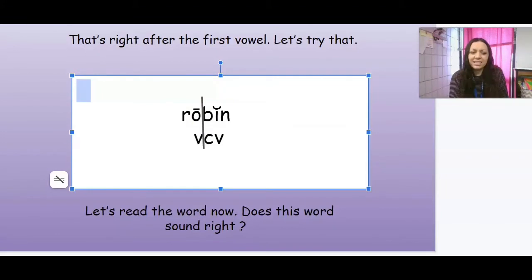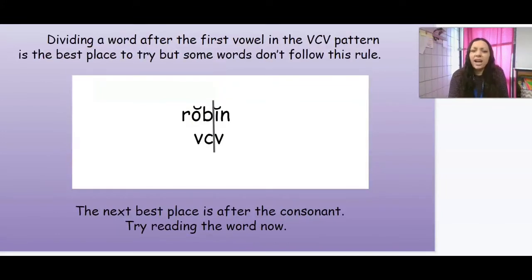No, it doesn't. So dividing a word after the first vowel in the vowel-consonant-vowel pattern is the best place to try, but some words don't follow the rule, okay? So the next best place to try is after the consonant. So look, I moved my line from in front of the B to behind the B.